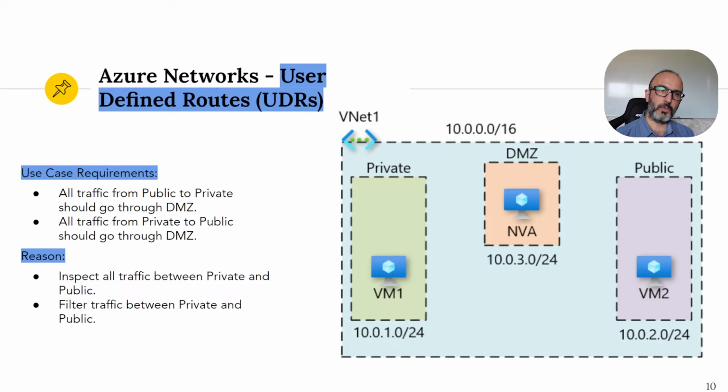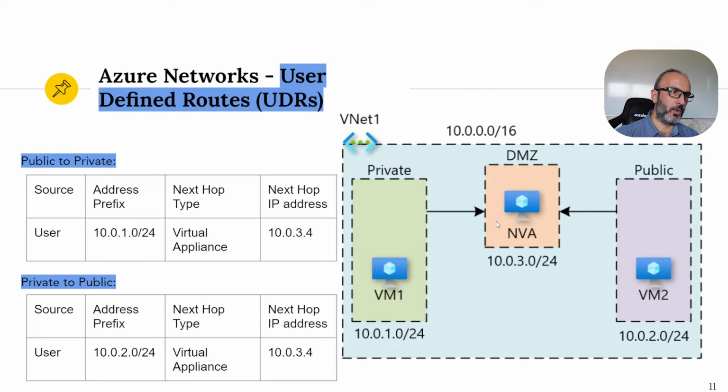So to change that, we will create a UDR that we will associate with the public subnet. So any traffic that would be sent to the private subnet should first go to the DMZ, and then another route table associated with the private subnet, so that any traffic destined to the public subnet will go through the DMZ.